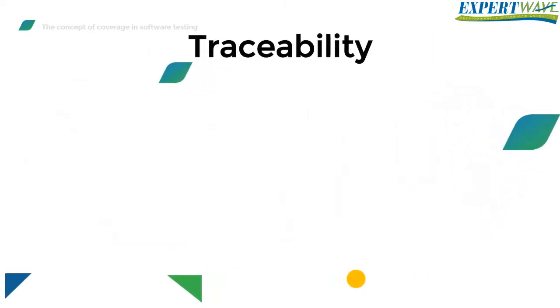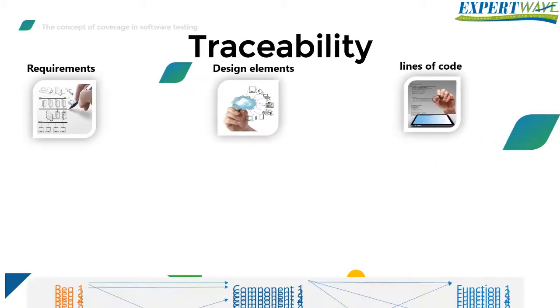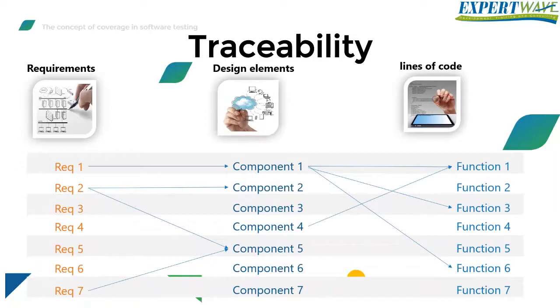But how can we know which requirement has been tested? Well, we need some sort of a map that will show traces between each requirement and each test. Such traceability will help know which requirement has been tested by which test case and which requirement has not been tested at all. Such a traceability concept can be applied between requirements, design elements, lines of code, test cases, and so on.